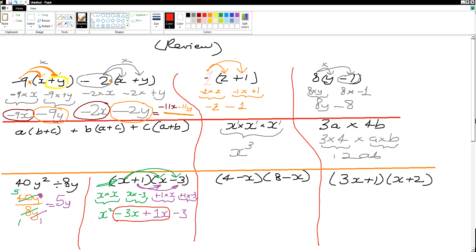Now, why didn't I include the x squared? Because that's a different type of term. Why didn't I include the minus 3? Because minus 3 is a number, a different term. Numbers are different, x squareds are different, and x's are different. 3 different entities. You can add like with like. So the only 2 likes are the x's. So, Fatima, what is minus 3x add 1x?